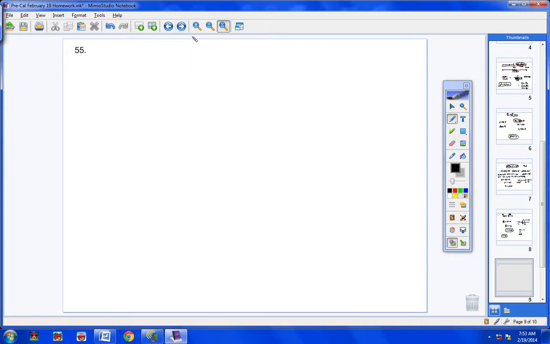Number 55. The cellular connection charges $60 for a phone and $29 per month. Write an equation that can be used to determine the total cost, C of T, per every month. Okay, no problem. Here we go. We know it's going to cost you $60 for your phone. That's a one-time payment. You're not paying that every month. You're going to pay that once, okay? And then you're going to pay $29 per month.